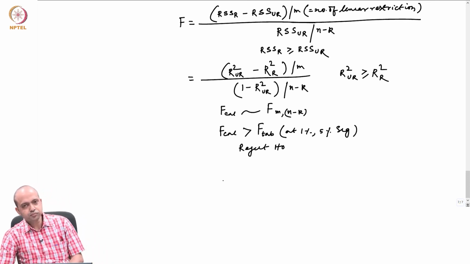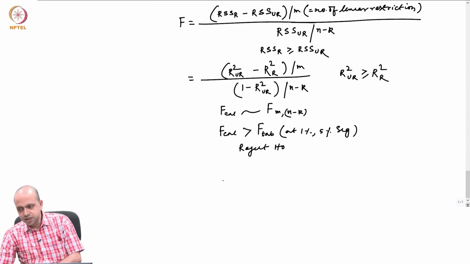Okay. All right. So, this is basically the idea of restricted and unrestricted models of computing your F statistic, right.